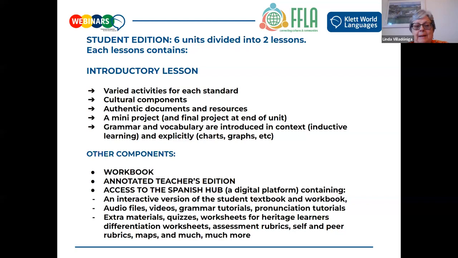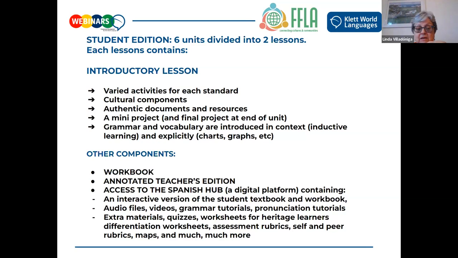Each lesson includes varied activities for each standard, not just one, but many. Cultural components, obviously, because they're authentic materials, authentic documents and resources. There's a mini project at the end of each lesson, and a final project at the end of each unit that's planned out for you to use or not, it's up to you. It includes most of the standards at some level so that you can check things off if you're in a district that requires that. Grammar and vocabulary are introduced in context for inductive learning, and then explicitly with charts and graphs, just the way we have taught in the past. Some kids are visual learners and they want to see those charts and infographics, so we have included those in the text.